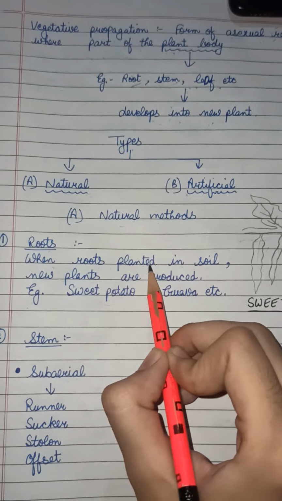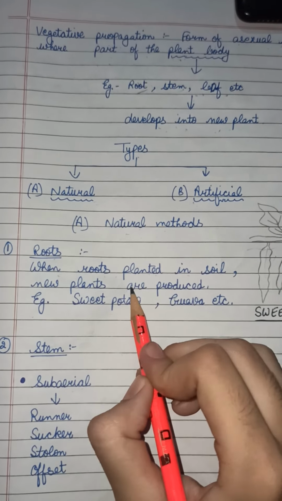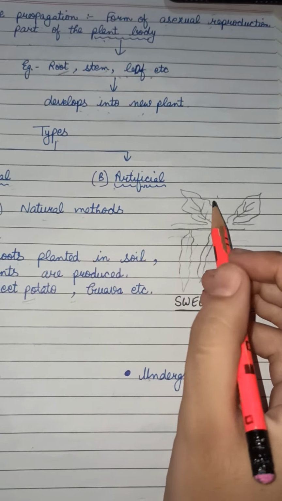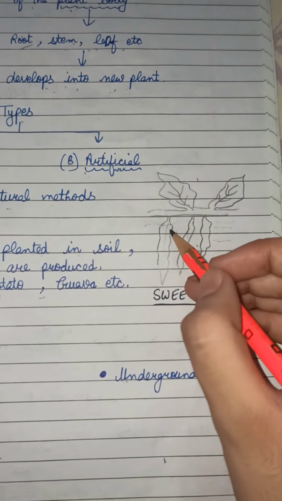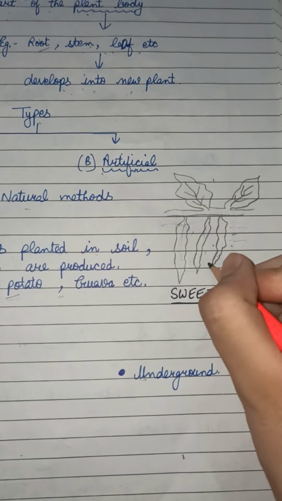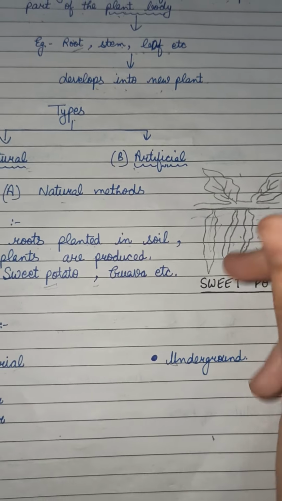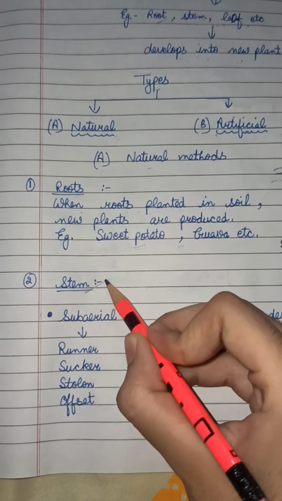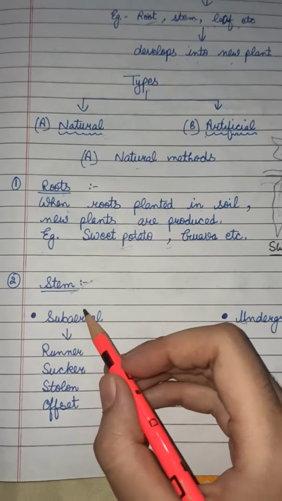When a root is planted in soil, new plants are produced. Example, sweet potato, guava, etc. So here we can see in this diagram that these are roots of sweet potato. Now when these are planted in soil, these will give rise to a new plant of sweet potato. Now next is vegetative propagation by stem, which is a natural method.